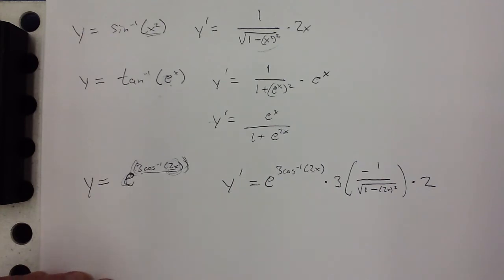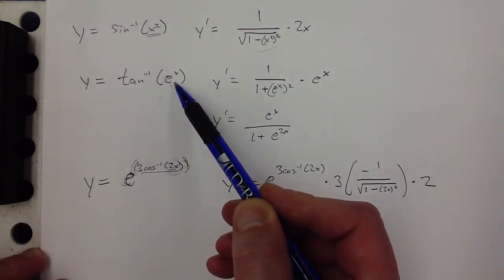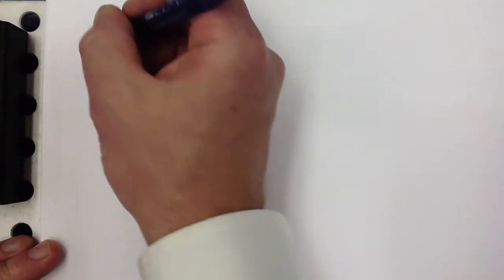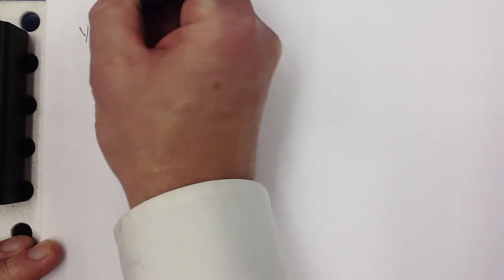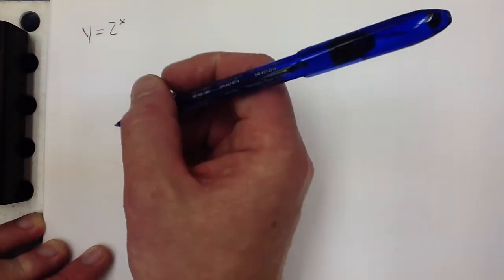Okay, we'll try some more examples of those in class tomorrow. But those are your new derivatives. Now you know the derivative of the exponential function, and you know the derivative of the trig inverse functions. Oh, and you also need to know, sorry, one more thing. What about other exponential functions? What about something like y equals 2 to the x? We can use the same process, but you could probably figure this out. Maybe you want to pause and try to figure it out right now.